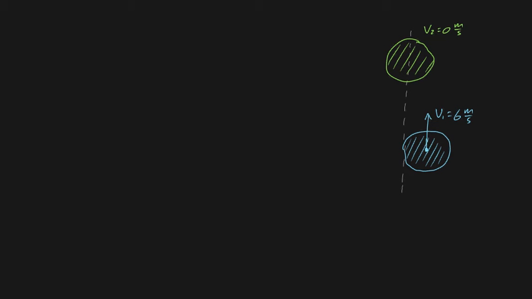Hey guys, in this video I'm going to be showing you how to solve a conservation of momentum problem. So here's the problem. Let's say that we've got this green ball which is initially stationary, and it's about to be collided with this blue ball which is traveling upwards at 6 meters per second, according to this dotted line which I drew just here.